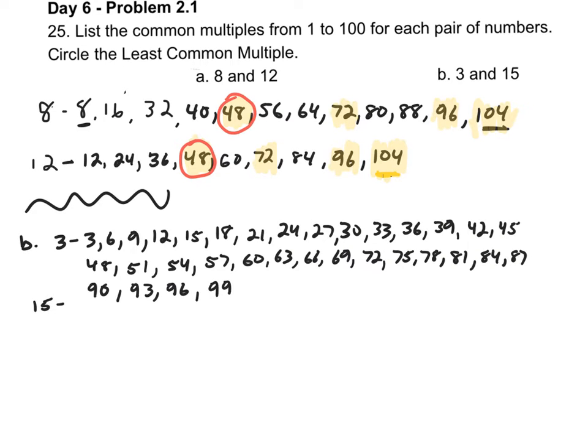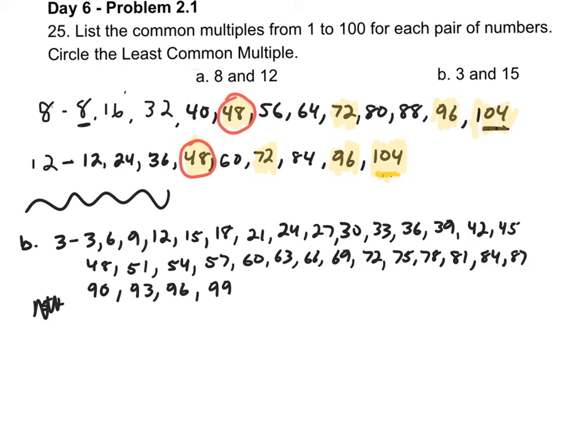Okay, so I listed all of the multiples, all the way out to 99. So how did I get all those? I just do my math facts. 3 times 1 is 3, 3 times 2 is 6, 3 times 3 is 9, 3 times 4 is 12, 5 times 3 is 15, 3 times 6 is 18, and so on. All the way out to 99, because that's what they wanted us to do, out to 100. And now we'll do 15s. So we'll do the multiples of 15.